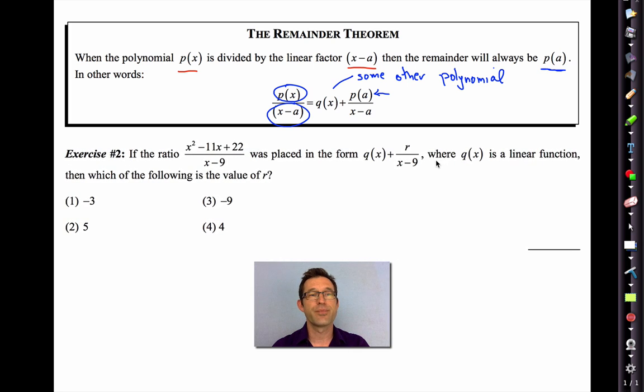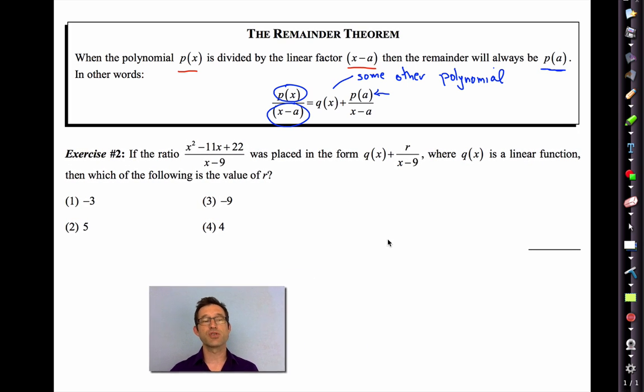And let's apply it. All right, this is a very, very simple application. This would be one of those things where it's just, do you understand the remainder theorem? It says if the ratio x squared minus 11x plus 22 divided by x minus 9 was placed in the form q of x plus r divided by x minus 9, where q of x is a linear function, then which of the following would be the value of r?